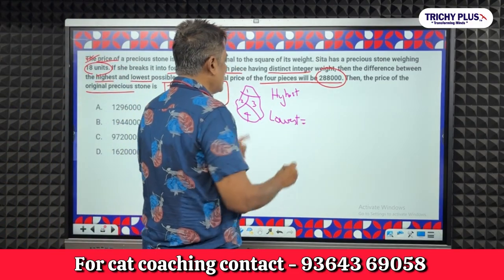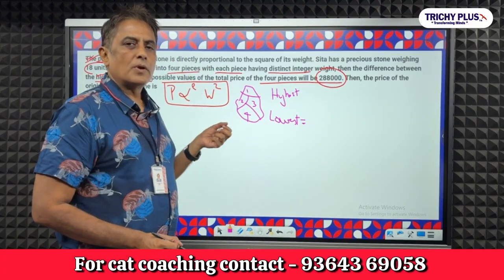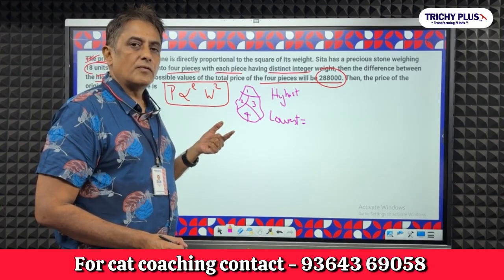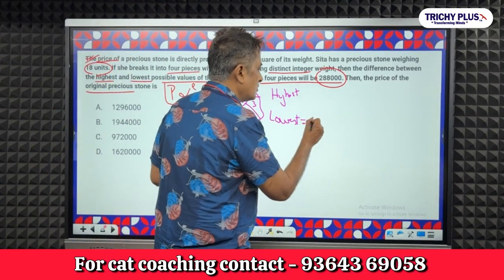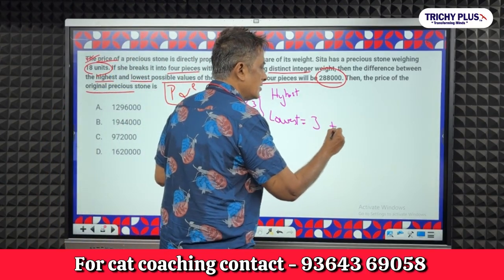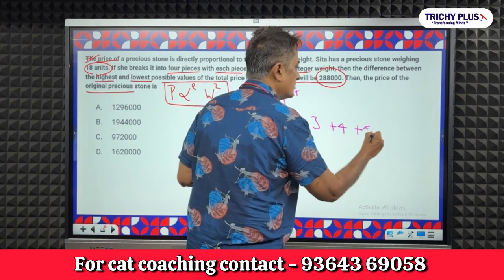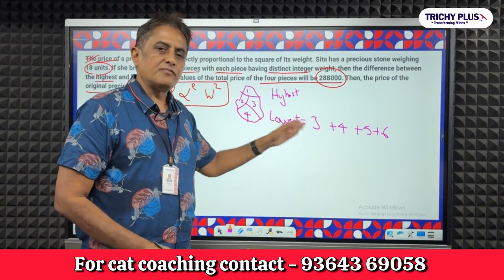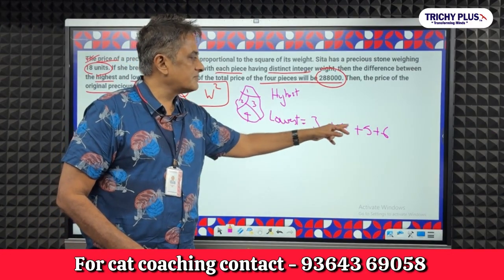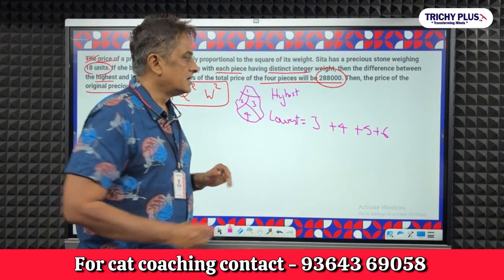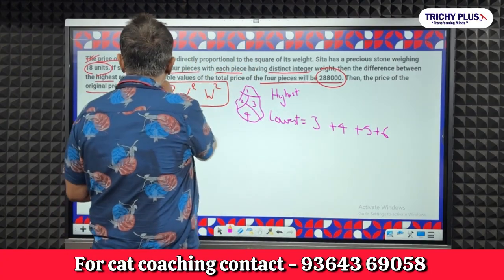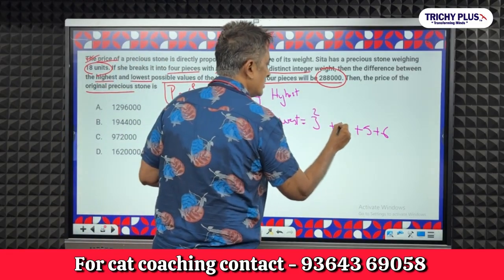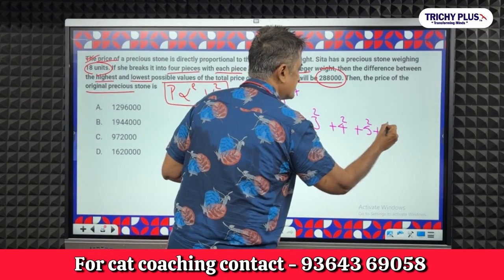Total should be 18, right? So what can be the number? 2, 3, 4, 5. That's not it, 3, 4, 5, 6. So if I take the lowest, it's 3, 4, 5, 6. Now these values are all nearby. 3, 4, 5, 6 all nearby. 3 plus 4 is 7, plus 5 is 12, plus 6 is 18. Now the price is directly proportional to the square of the weight. So 3 squared, 4 squared, 5 squared, 6 squared.